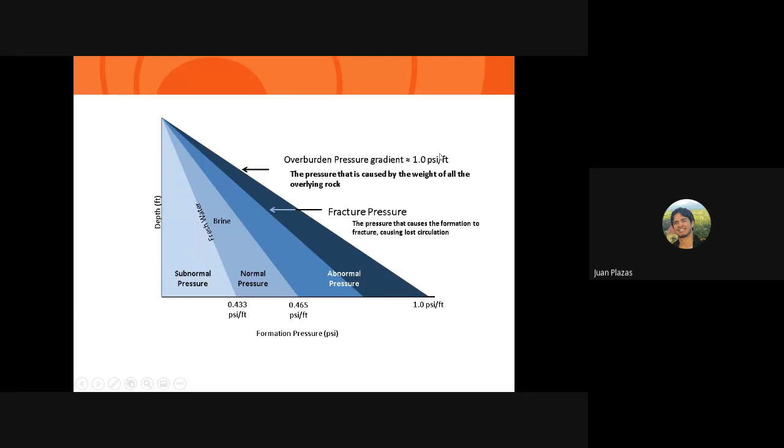Overburden pressure gradient is usually assumed as 1 psi per foot for land drilling operations. It is the pressure that is caused by the weight of all overlying rocks, so the weight of rock above the formation of interest. In this diagram, in this picture, we can have a lot of information. What is formation pressure? What is fracture pressure? What is overburden gradient? And when formation pressure should be considered subnormal, normal, and abnormal.